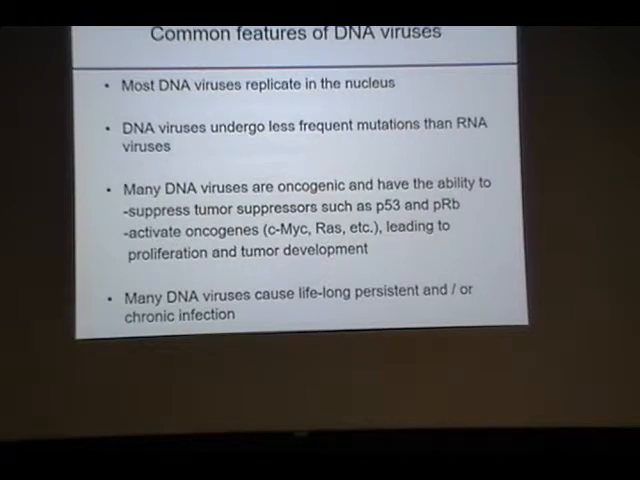And the other thing about DNA viruses is that most of them are oncogenic, which means they can transform a normal cell into a malignant tumor cell, because they have the ability to suppress tumor suppressor genes and also activate oncogenes once they infect a normal cell. So that's why they can make normal cells become tumor cells. Other viruses usually don't have that ability. The only exception is leukemia virus, which can transform a normal cell into a tumor cell.